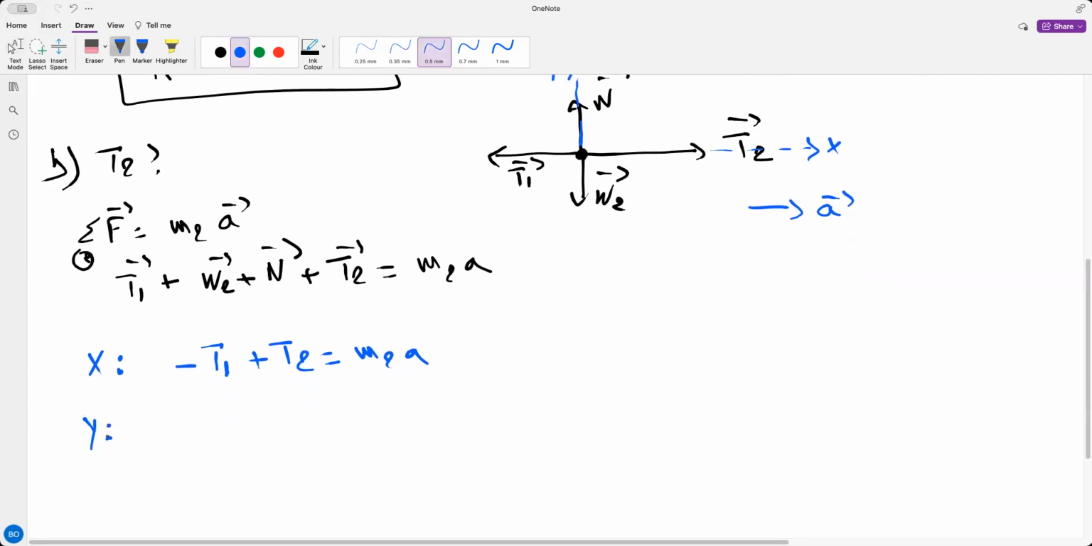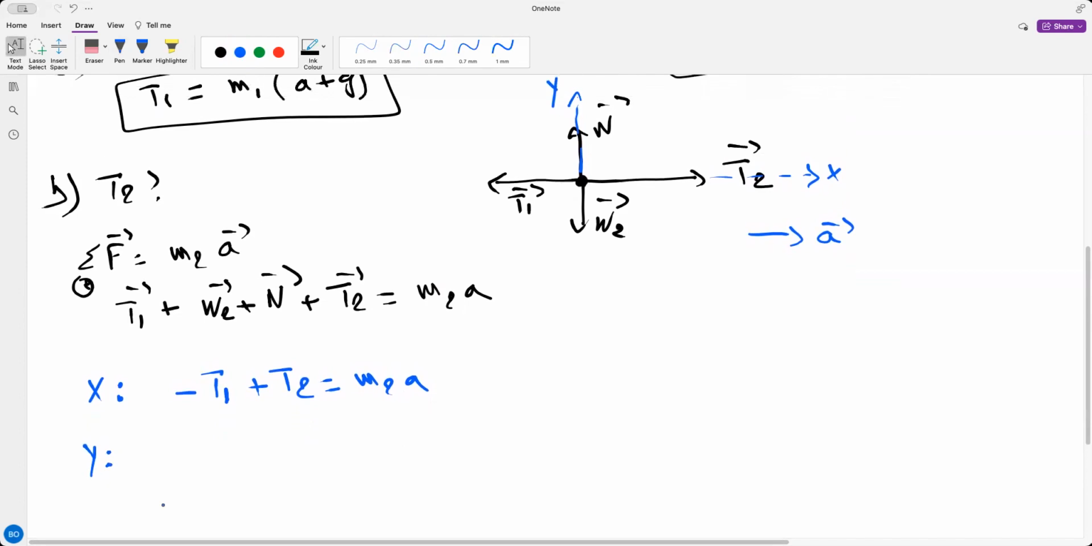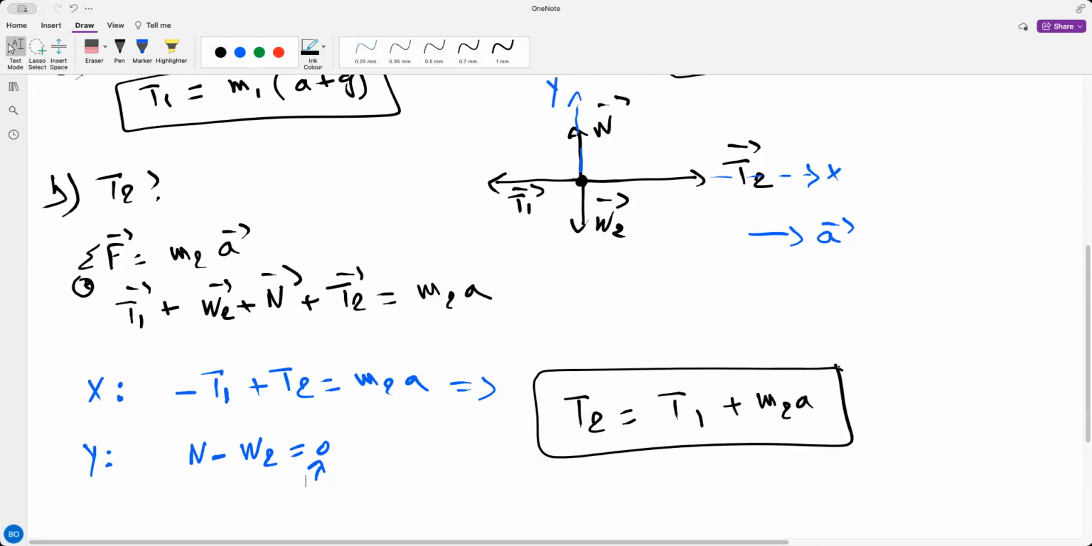Then along the y-axis, you can see that T1 has no projection along the y-axis, neither does T2. It's only N minus W2, and it is equal to 0 because there is no motion along the y-axis. The whole system is moving horizontally. So this will be the equation that will be useful for us. T2 will be equal to T1 plus m2 times a. So this answers our question.